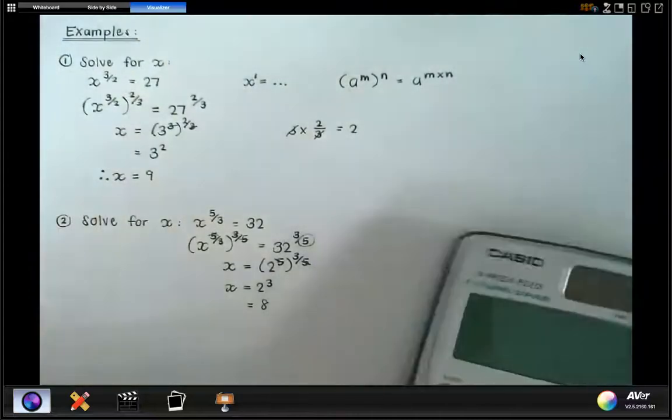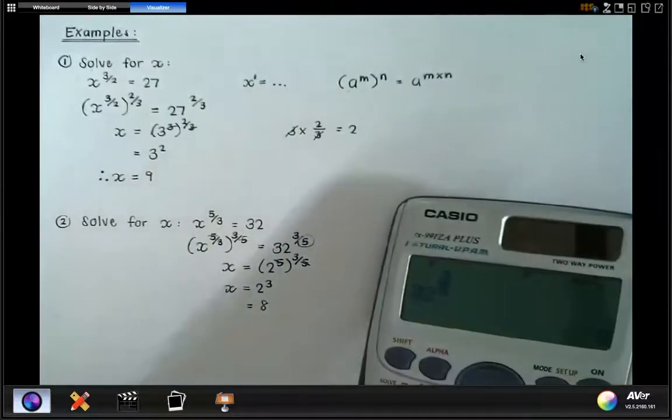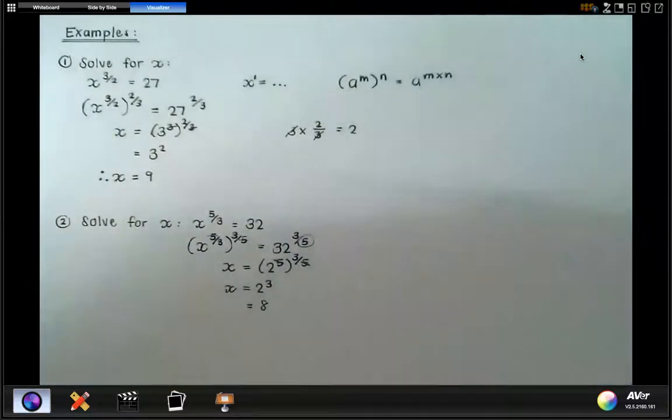And guys, obviously, let's just check it quickly in our calculators. 32 to the power of 3 over 5 is, in fact, 8. You can see it there. All right.